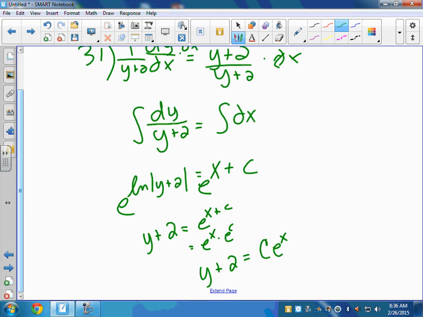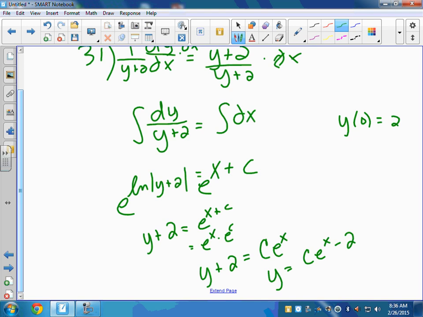Solving for y, I would get y equals c e to the x minus 2. And then you can plug in your point. We could have plugged it up here. I can go back and do that if you did, and you want to see it. But it should work either way. I tend to solve for c early, but I just wanted to show you that you didn't have to.